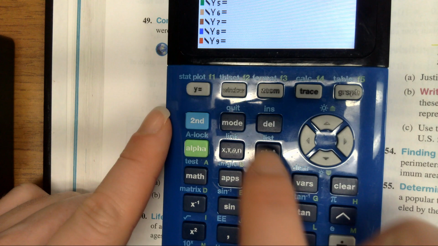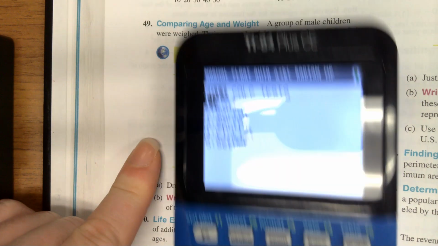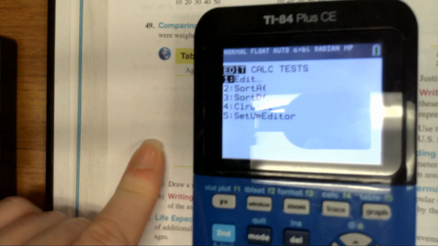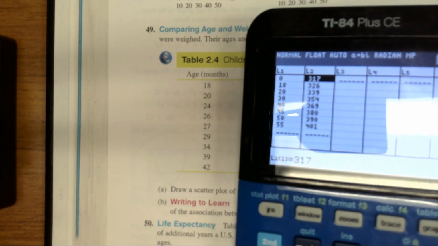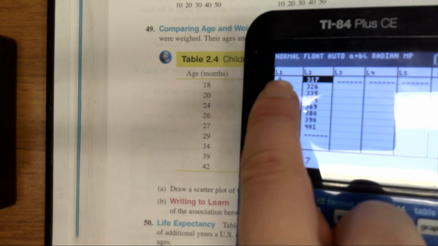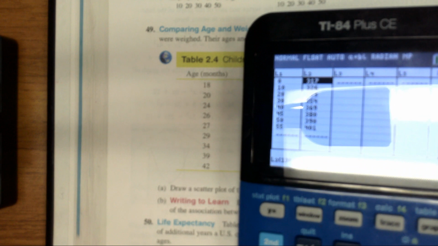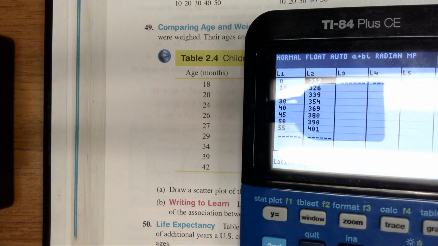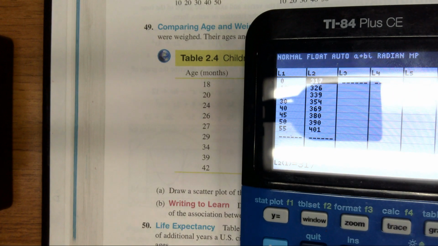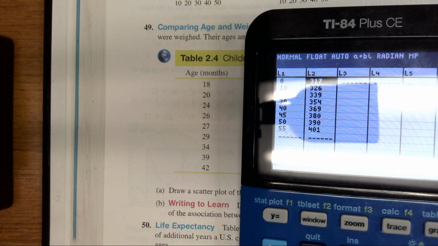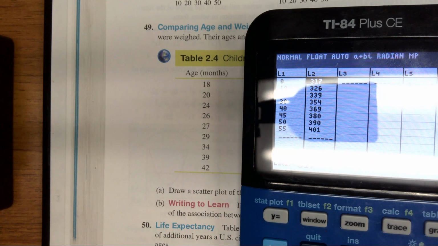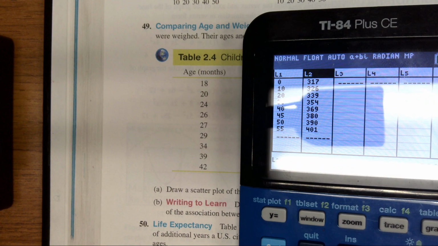We're going to go to stats first, edit, and we're going to put. Now, hold on a second. Do some of you not have L1 and L2 showing up? Who doesn't have L1 and L2 showing up? You got it? Okay. Because I can show you how to get there. All right, we're going to put in our points.